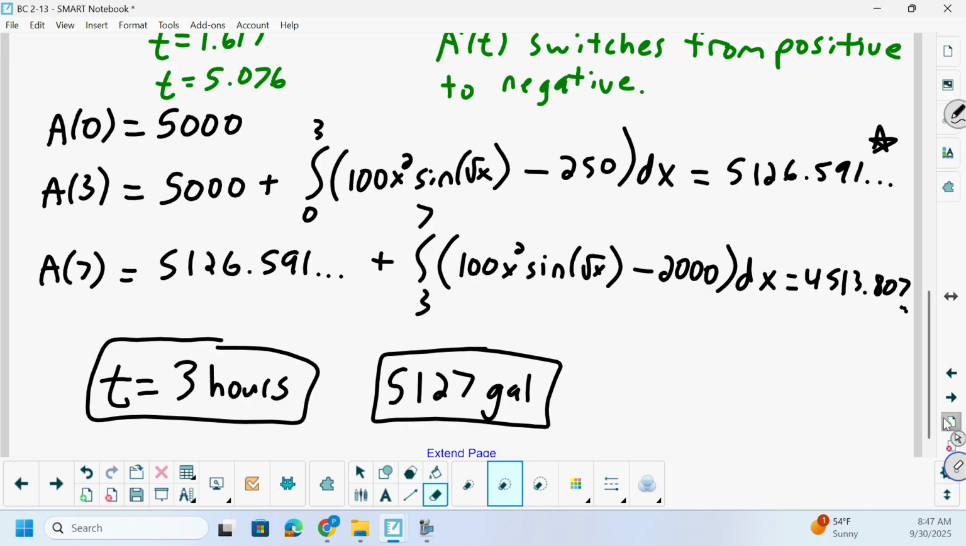The justify is just all our work that we've done. Justify could be mathematical or explanation. If it said explain, you would want some written justification for it.